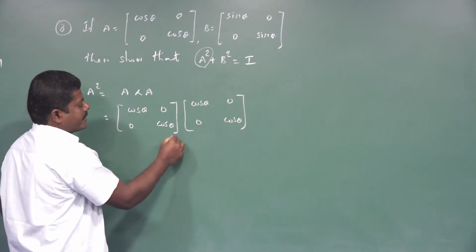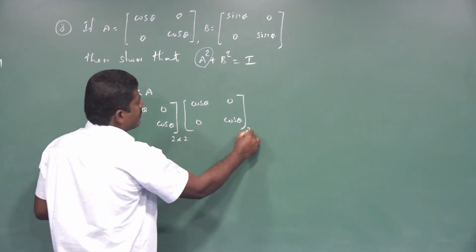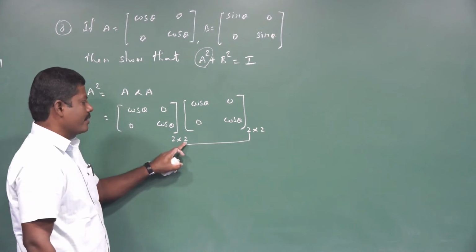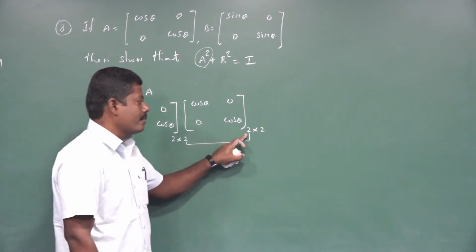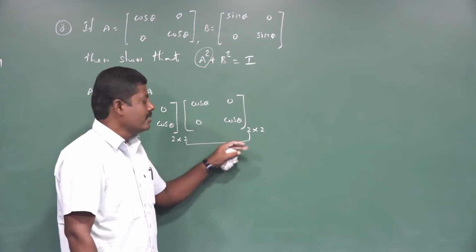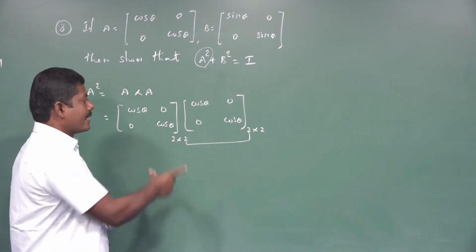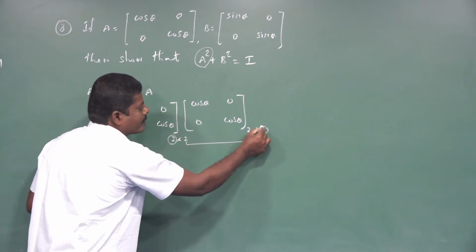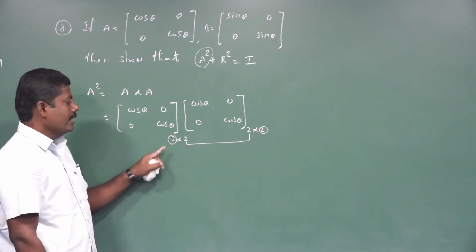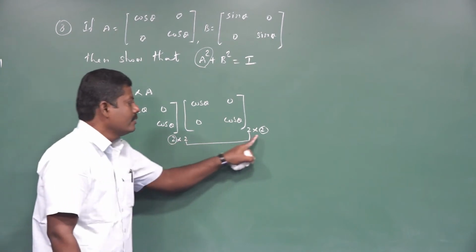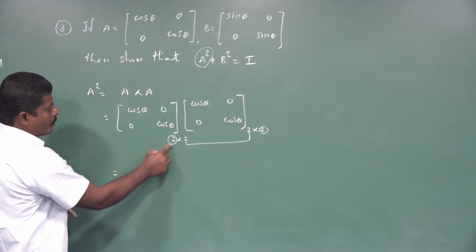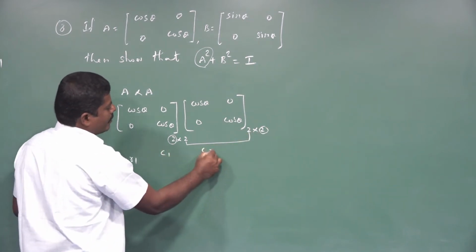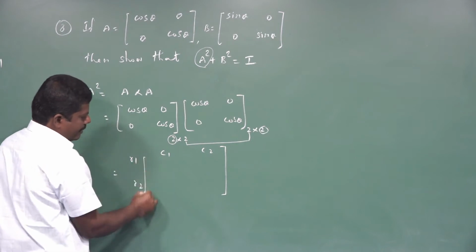Order of our first matrix is 2 by 2. Order of our second matrix is also 2 by 2. So matrix multiplication is possible because the number of columns in the first matrix is equal to the number of rows in the second matrix. 2 is equal to 2. Therefore the product is possible. So the result order is 2 rows and 2 columns, rows R1, R2 and columns column 1, column 2. This is our result order.